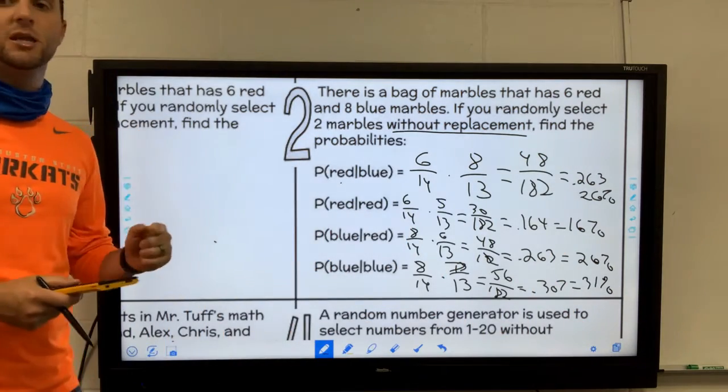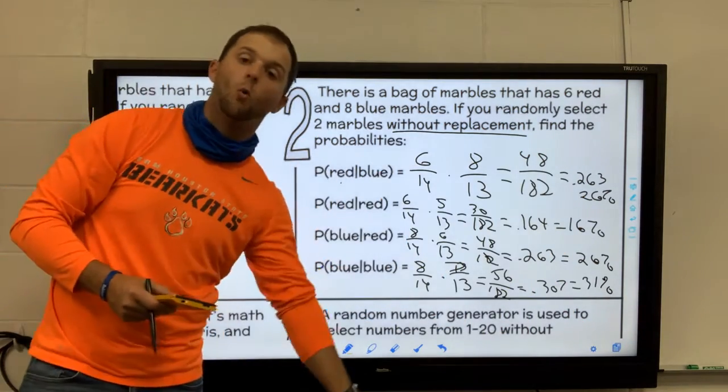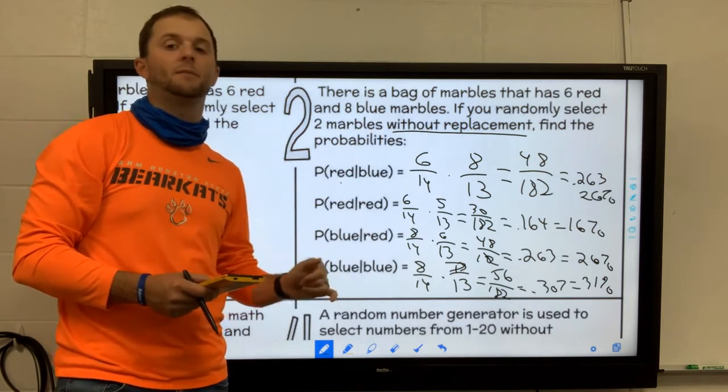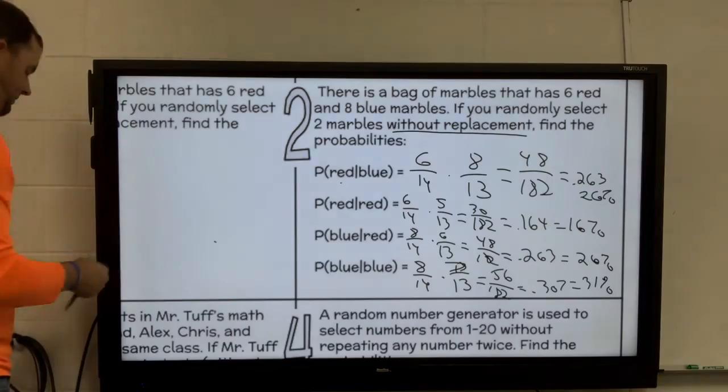So the thing you have to understand is you gotta understand the situation. What am I pulling out? And then what do I have to subtract? Do I have to do it from the bottom and the top in the situation? So let's move on to example number 3. So look at example number 3.